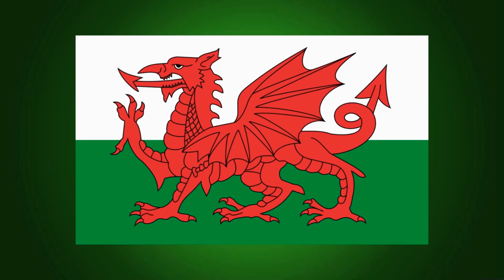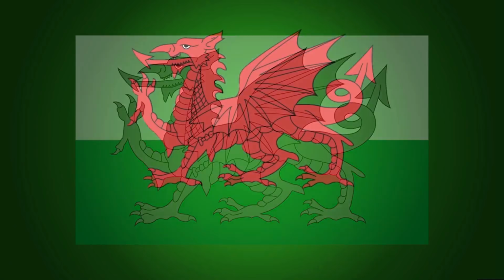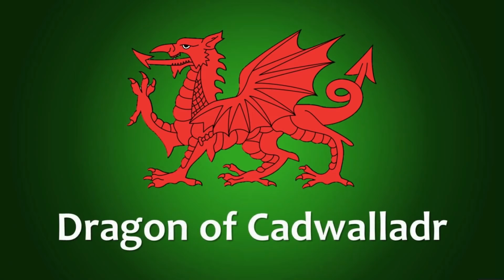So the flag of Wales is this beautiful specimen in front of you, and of course, the biggest part of that is the red dragon in the middle. And then we have a white field as half of the background, and a green field as the other half. So let's look at the dragon, which is called the Dragon of Cadwalladr.